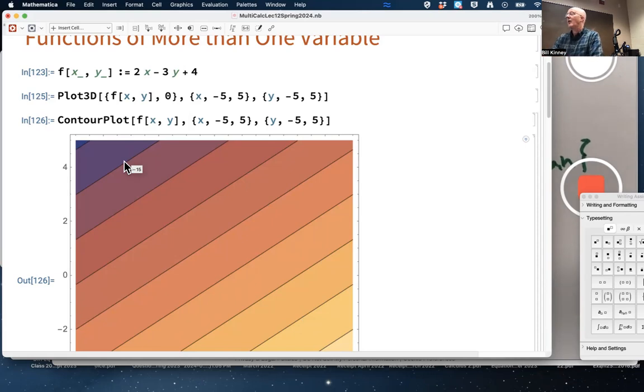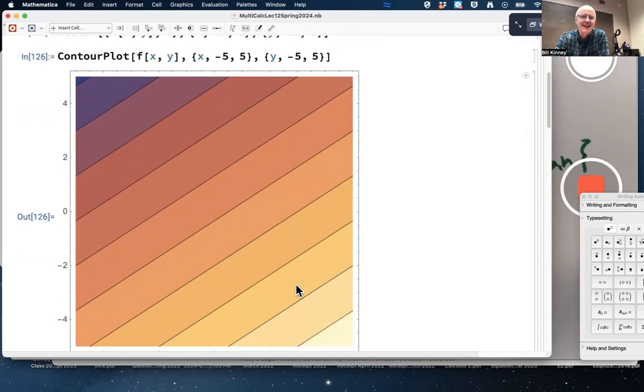Lighter shading corresponds to higher outputs. Darker shading corresponds to lower outputs. Higher, you're going off to heaven. Darker, you're going down to hell. Okay, you could think of it that way if you wanted to. Head toward the light. You want to go to heaven. What is this really showing you? It's showing you the curves, in this case, lines of intersection with different horizontal planes with that original graph.